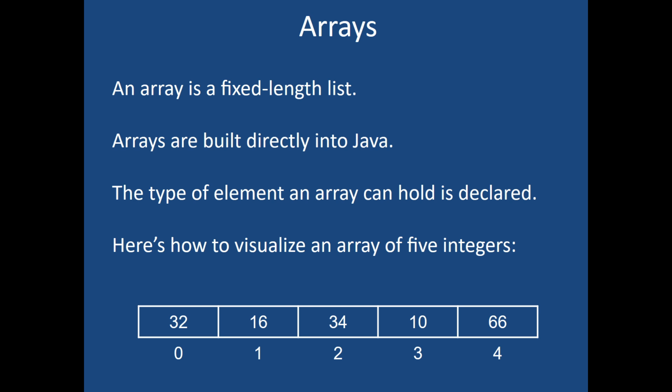So if you ask what's at index 0, it'll tell you 32. If you ask what's at index 3, it'll say 10. You can change what's stored at a given index. So that's the basics of an array. That's how you think about arrays.